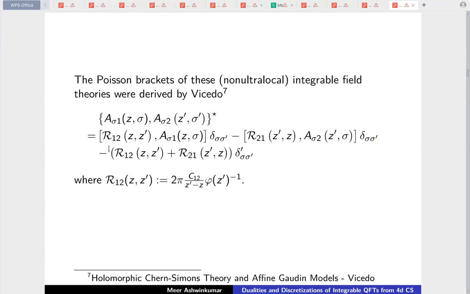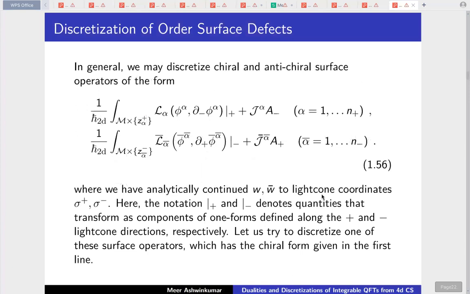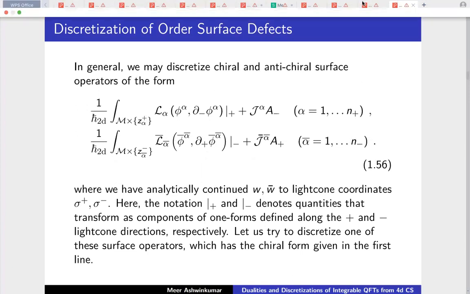But to try to quantize and discretize these non-ultralocal integrable field theories, we will try to use some dualities. We shall try to realize some dualities in 4D Chern-Simons theory, which are known as bosonization dualities. So without further ado, let me delve into the details of the discretization.